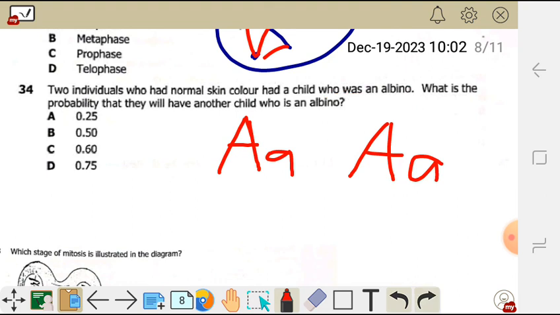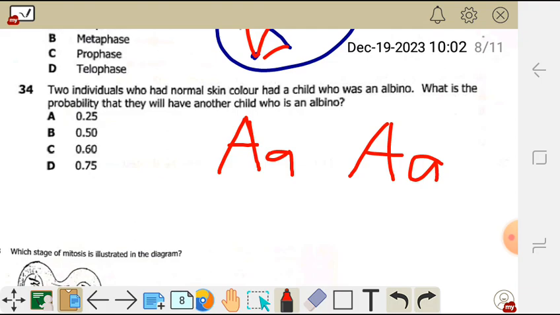So what is the probability that they will have another child who is an albino? To find the probability, you need to come up with a genetic diagram where you have the genotypes here, and then from there you show the possibilities, what can happen.